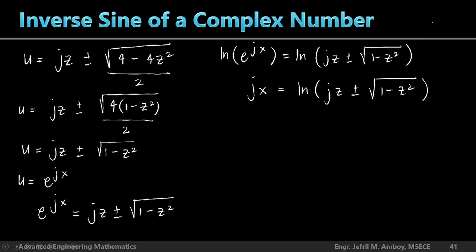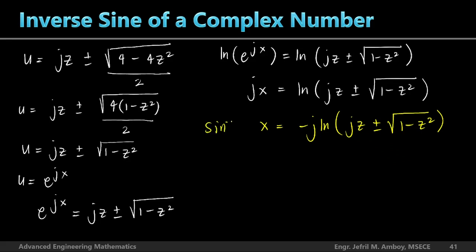Kitang-kita na natin ngayon. Remember, the goal is to solve for x. So, to get x, we just divide both sides of the equation by j. And remember, 1 over j will give us negative j. So, isulat na natin ngayon. Yung x na yan ay equal sa negative j ln of jz plus minus the square root of 1 minus z squared. So we now have the expression for finding the inverse sine of the complex number z.